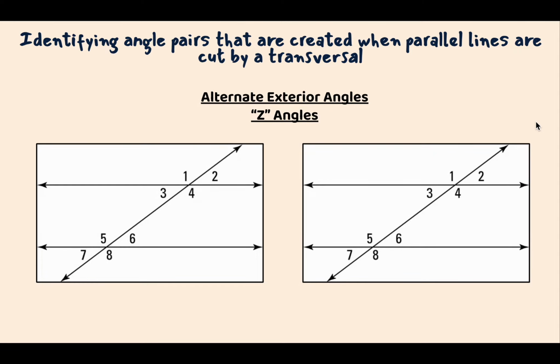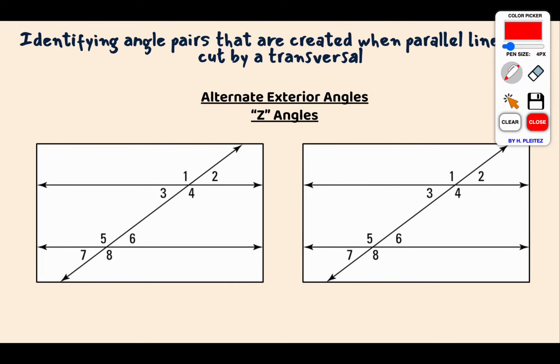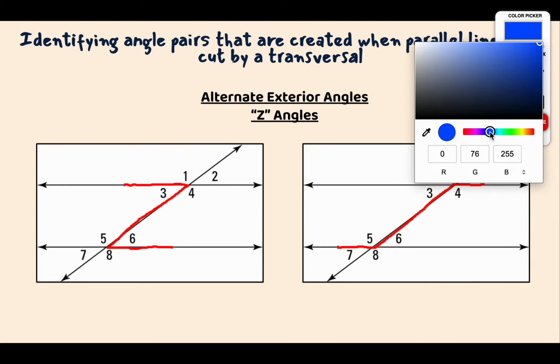The next angle pair we're going to talk about is alternate exterior angles. So again, we're going to use our Z's. However, instead of looking at the inner corners, what we're going to do is look at the outer portions. So this one might be a little bit confusing, so do your best to follow along.